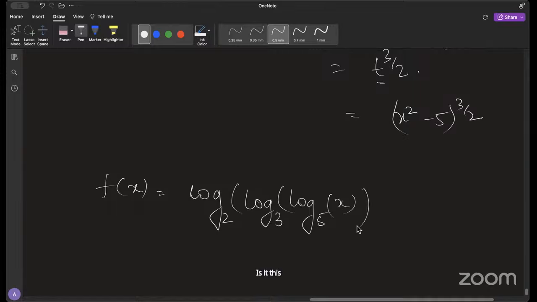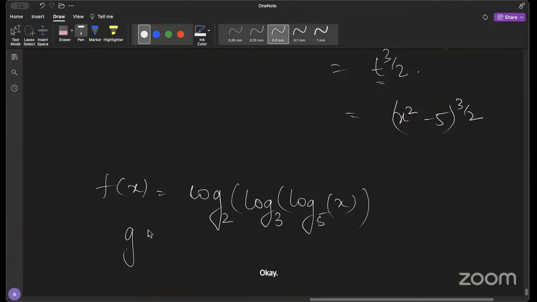Is it this? Yes, ma'am, it is. And one more function is given, that is g of x, which is equal to minus x square plus 10x plus 100. We're talking about question 7. I think I found the question paper. Let me check where it is.